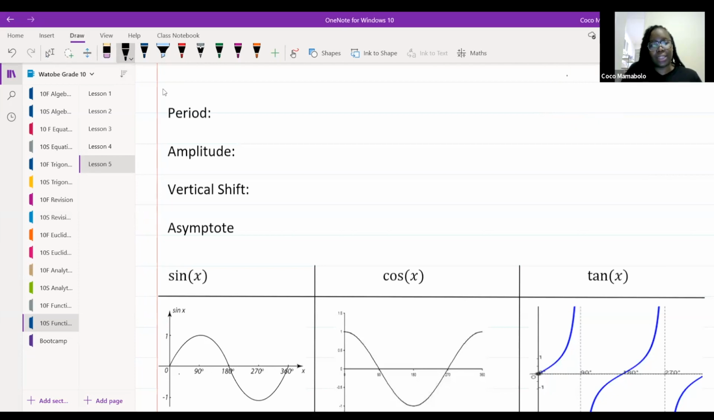The period means how long does it take me to go around my graph? How long does it take me to go from here and around and all the way back again? So the period of a sine graph is 360 degrees. The period of a cos graph is 360 degrees, but the period of a tan graph is 180 degrees.